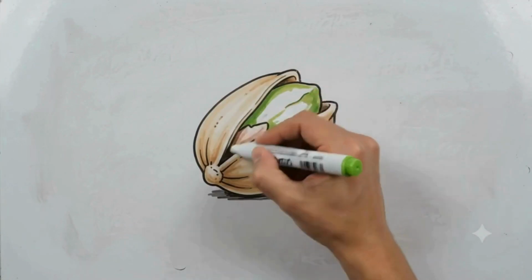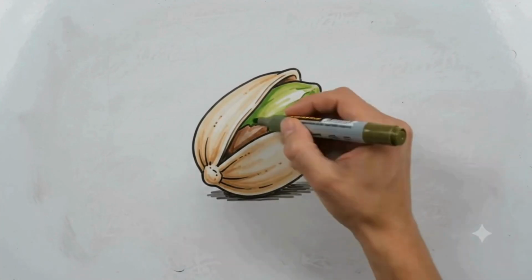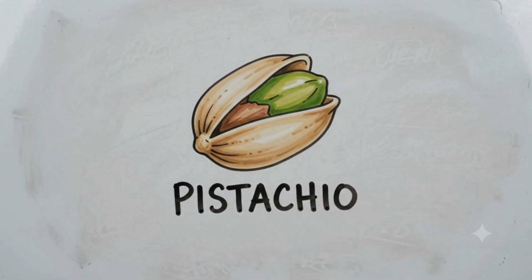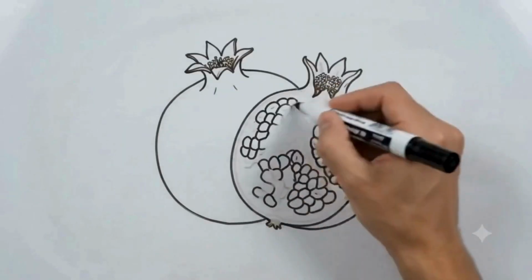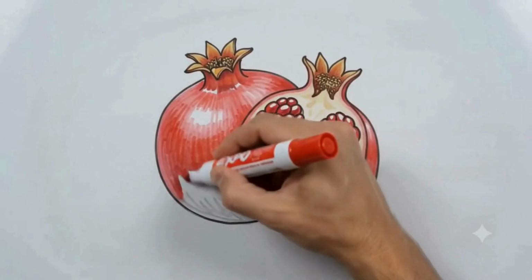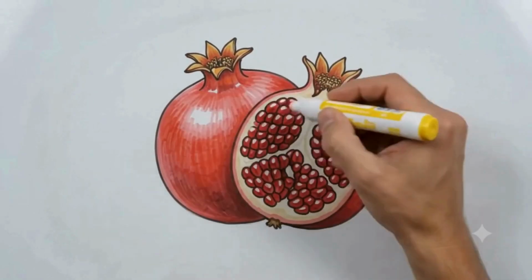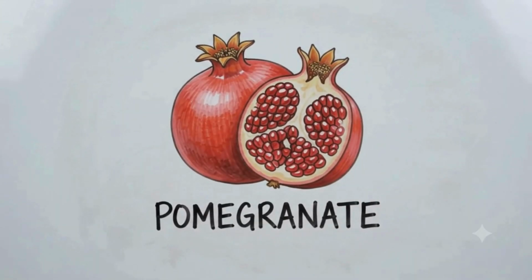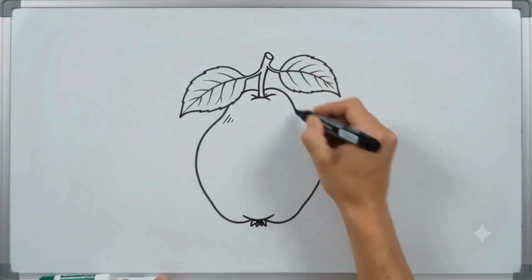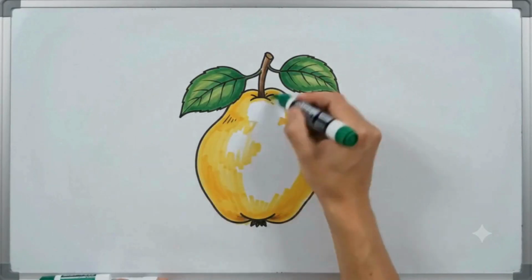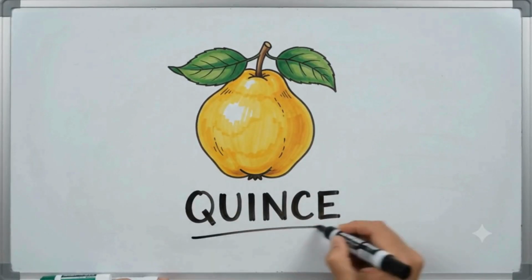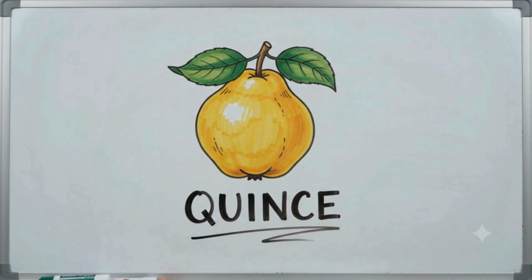Pistachio is green in color. Pomegranate is red in color. Quince is yellow in color.